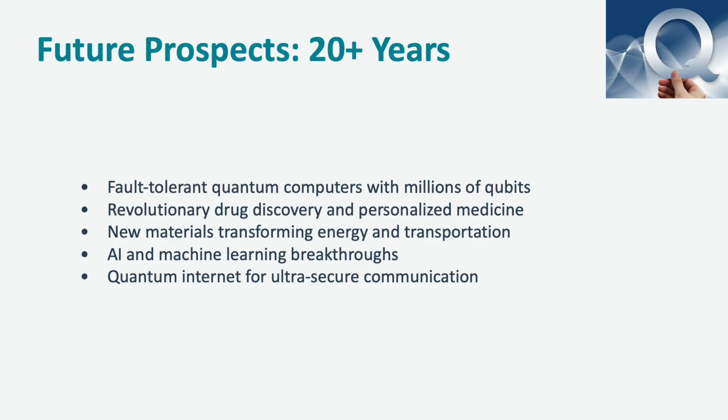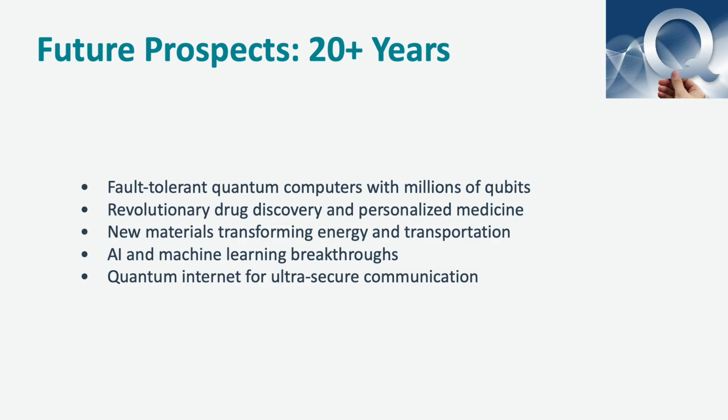If we look 20 or more years into the future, the landscape could be dramatically different, assuming current challenges are overcome. The Holy Grail is fully fault tolerant quantum computers with millions of high quality qubits. Such systems could tackle the ambitious applications we have discussed, simulating complex molecules for drug discovery, designing revolutionary new materials, breaking current encryption, and potentially enabling breakthroughs we cannot yet imagine.